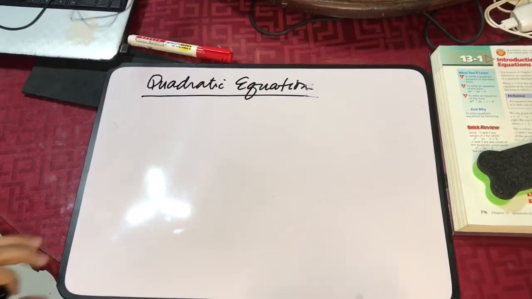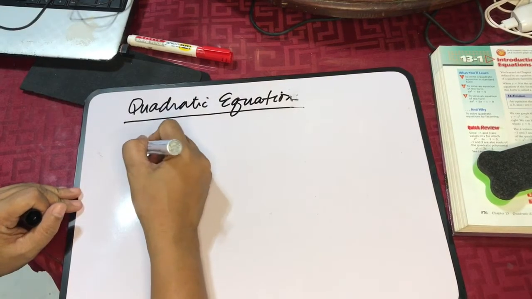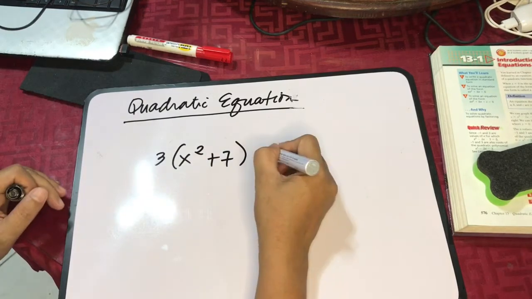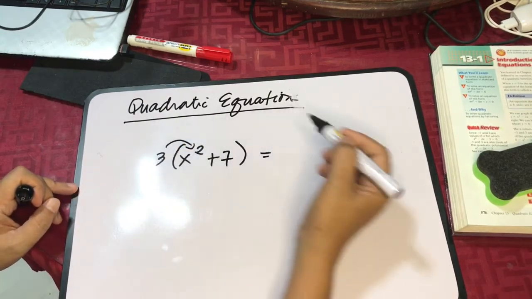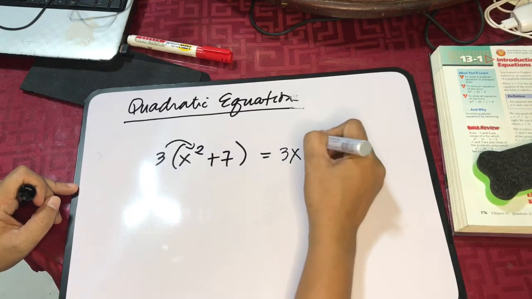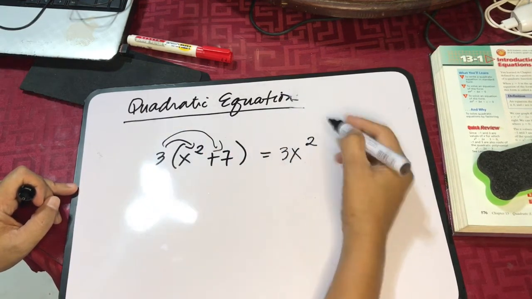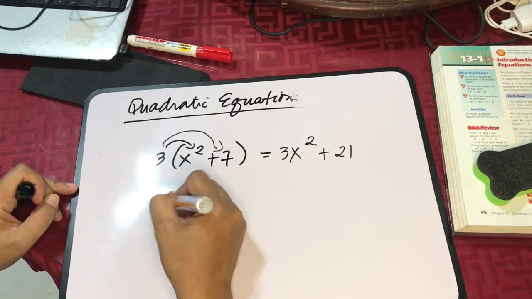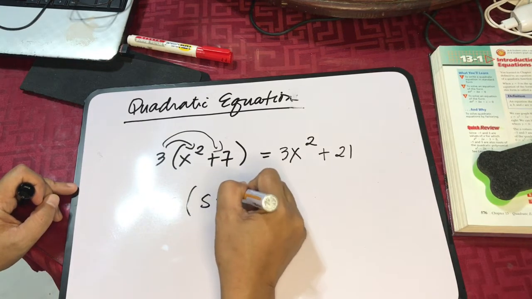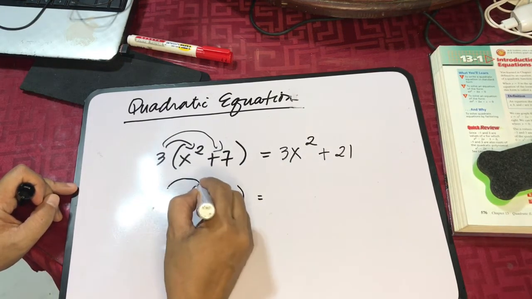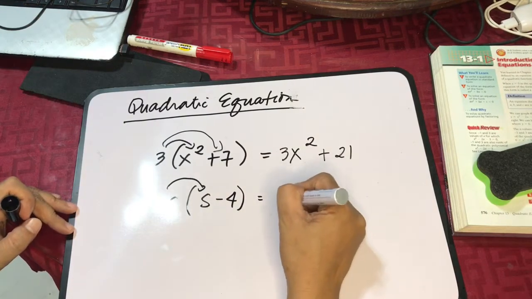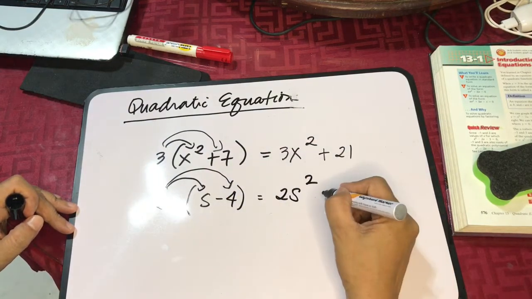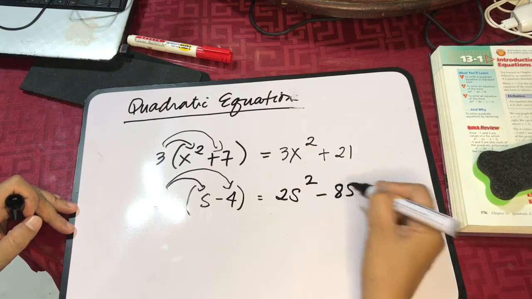Now, can you still remember these products? Say for example, you have 3 times x squared plus 7. If you are going to multiply 3 times x squared, this will give you 3x squared, and 3 times 7 will give you positive 21. Another example, you have 2s times s minus 4. If you are going to multiply 2s times s, this will give you 2s squared, and 2s times negative 4 will give you negative 8s.